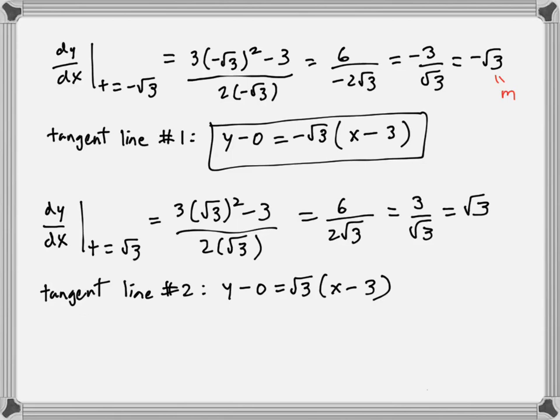Well, let me be consistent. I only circled that last time. Okay. So we're done with part A, right? Part A wanted us to show that there were 2 tangent lines, and we found both of their equations, right? Okay, let's move on to the next part. Part B.